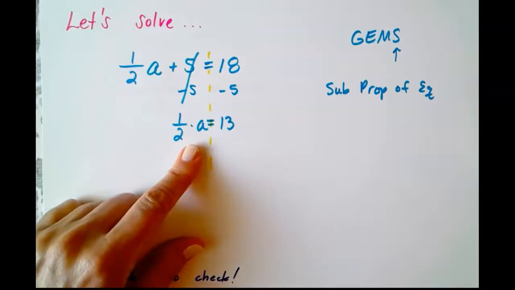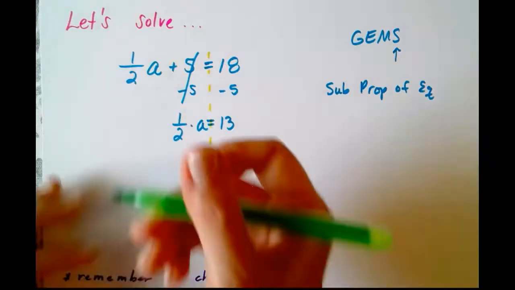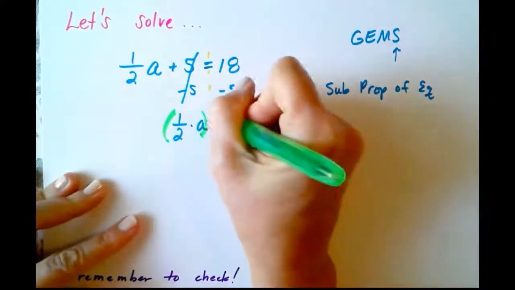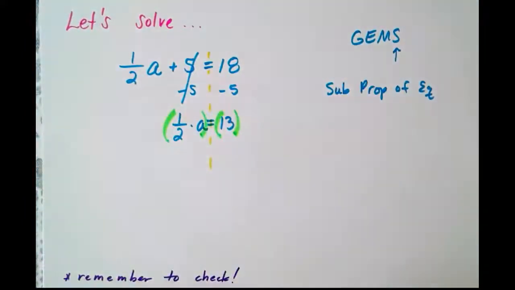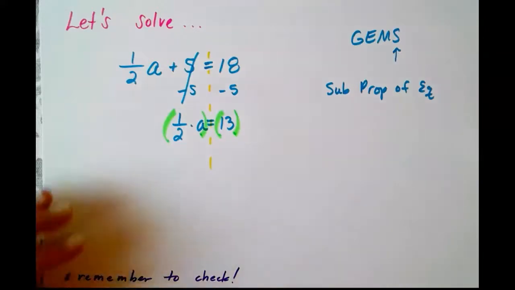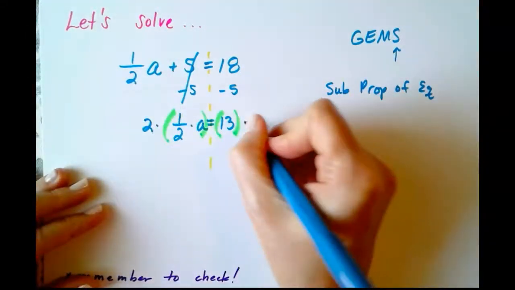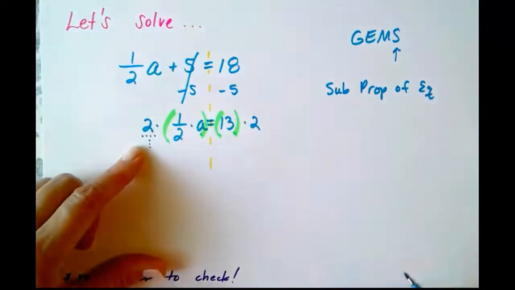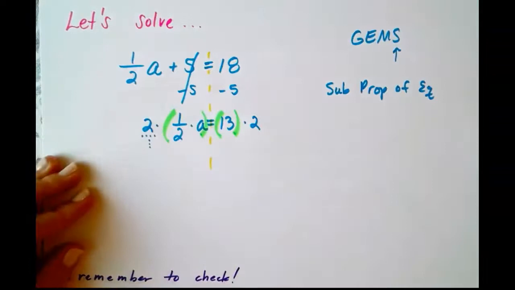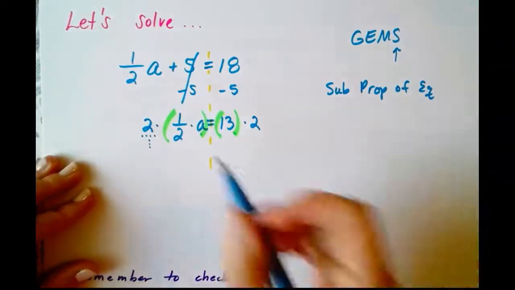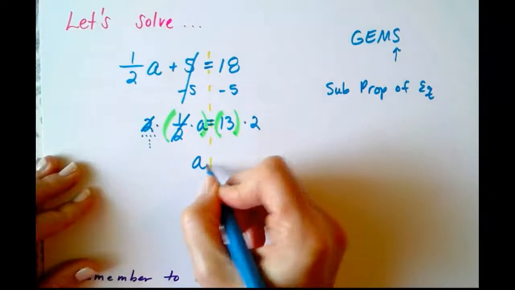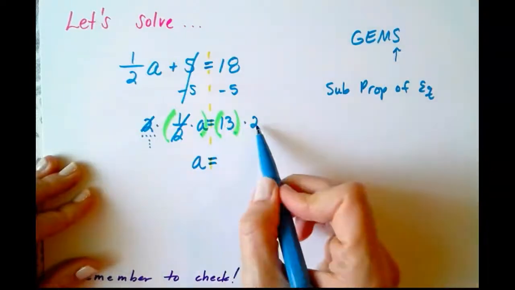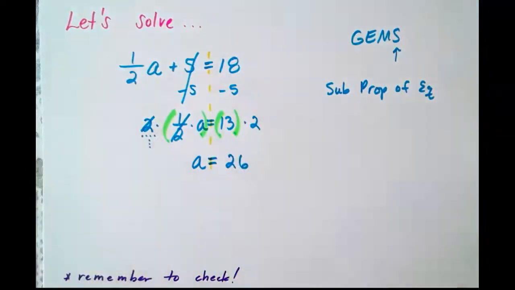But that's what division by a fraction is. It's really multiplication by the reciprocal. So we are going to multiply both sides by 2, highlighting that in green parentheses there. We're going to multiply by 2 because 2, or 2 over 1, is the reciprocal of 1/2. So 2 halves make a whole. So we finally get our 1a. 13 times 2 is 26.